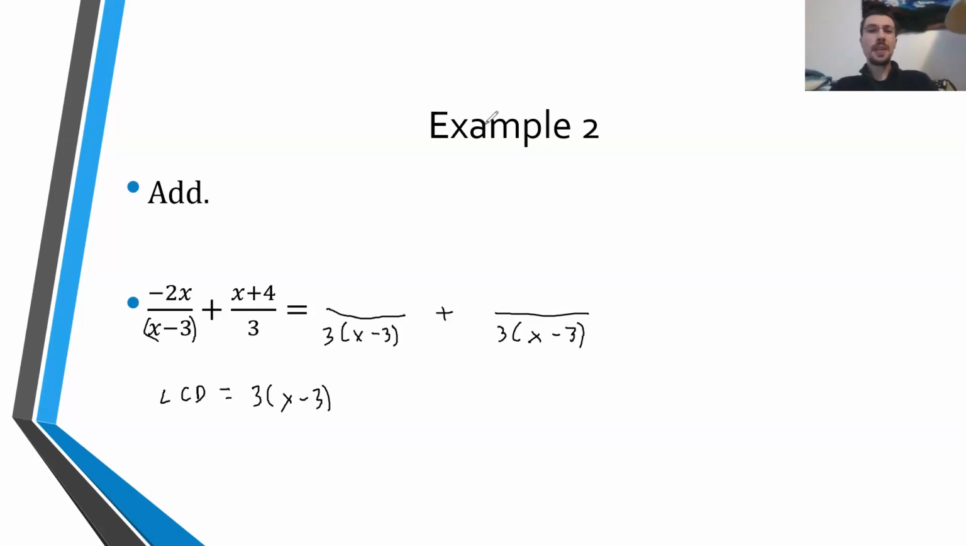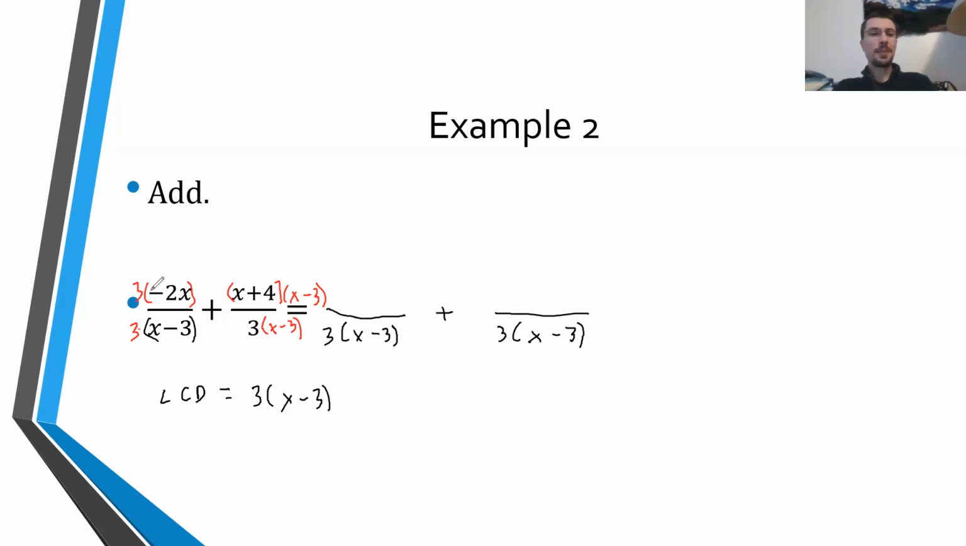What is the first fraction missing from the LCD? Well, the first fraction has the x minus 3, but it's missing the 3, so multiply the top and the bottom of the first fraction by 3. The second fraction has the 3, but it's missing the x minus 3, so multiply the top and the bottom of the second fraction by x minus 3.